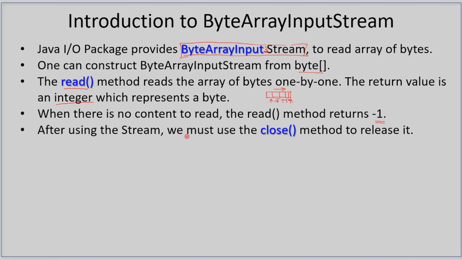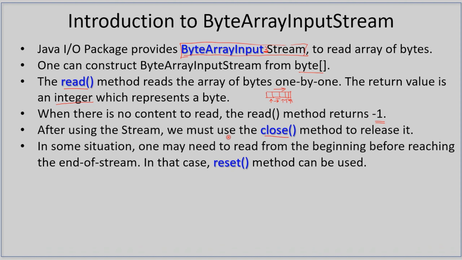After using the stream, we must use the close method. That means with byte array input stream, you will open this stream or construct this stream by passing the byte array. Then you will perform read by advancing through the array of bytes, and after the usage you have to make a call to the stream.close method.